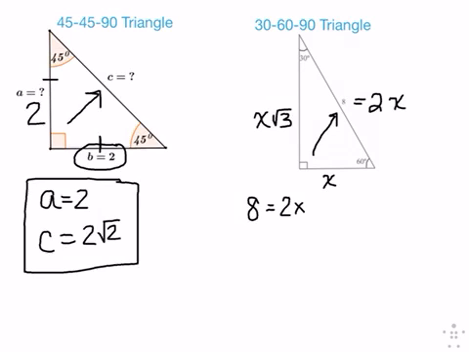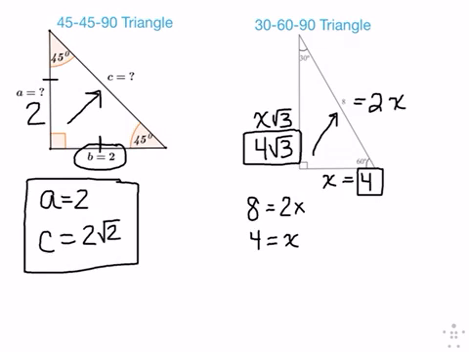So since I know the hypotenuse is 8, if I want to solve this equation for x, to isolate the variable, we can just divide both sides by 2 to get 4. So the length of the side opposite from the 30-degree angle is 4. And then to find the length of the side opposite from the 60-degree angle, all you would do is 4 times the square root of 3.